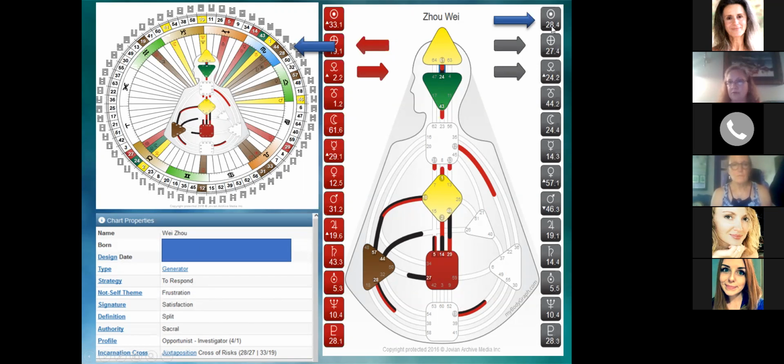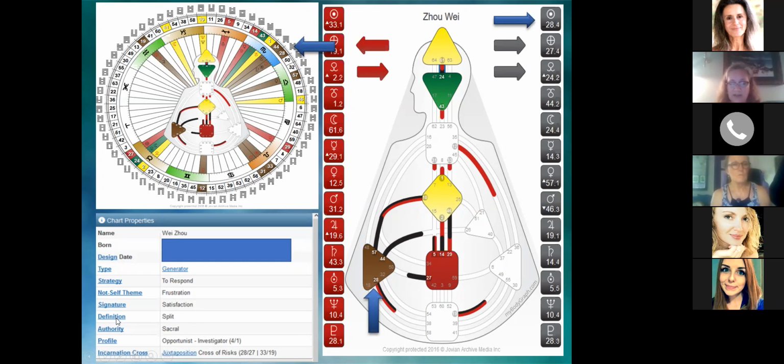Again, the 28th gate is where her sun is, and then her earth is at the 27th gate, opposite. Squared is her 33rd gate, housed by her sun by design, and the 19th gate by her earth by design. So this creates a grand cross for everyone. Everyone has a grand cross for their incarnation cross, and hers is the cross of risks, which is pretty intriguing. Here's another arrow to show where the 28th gate is in her splenic center. And let's move forward.